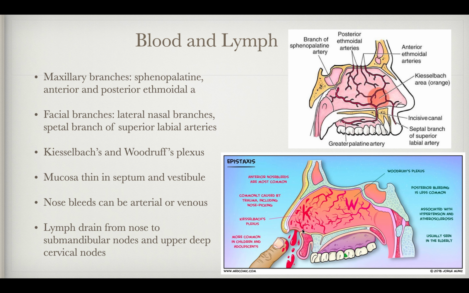The anterior nosebleeds are the most common, and it bleeds because of Kesselbach's plexus, and this is common in children and adults. Woodruff's plexus is usually the site where posterior bleeding occurs. It's much less common, and it's really associated with high blood pressure and atherosclerosis, and this is usually seen in the elderly. So the lymph of the blood will drain from the nose to the submandibular nodes and the upper deep cervical nodes. So it goes down under the jaw and then in the upper neck.